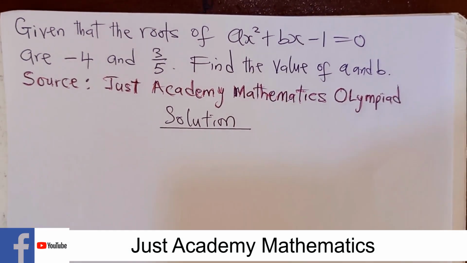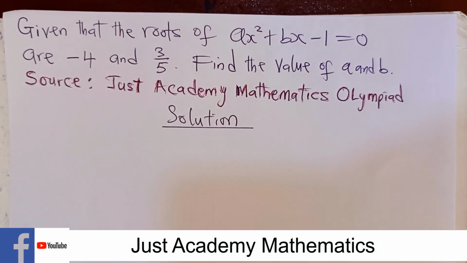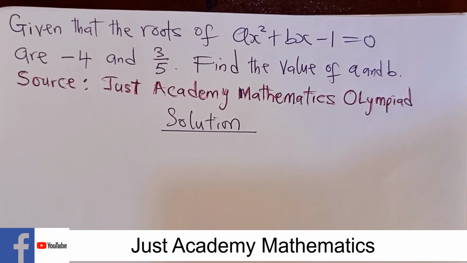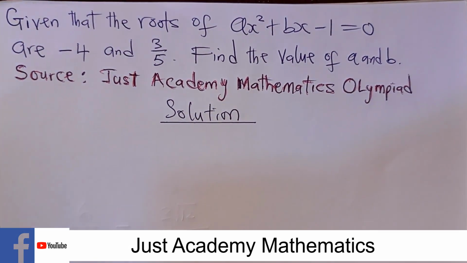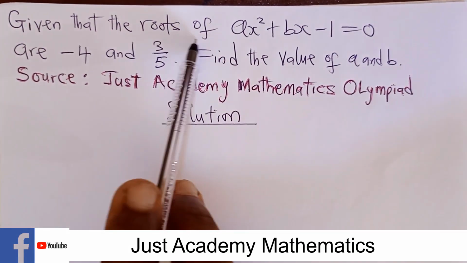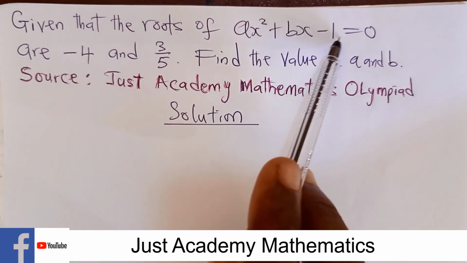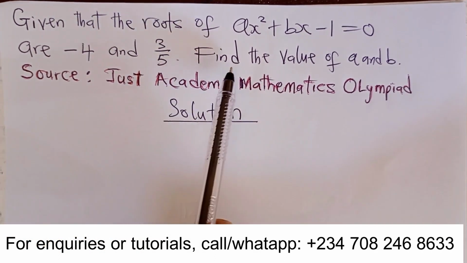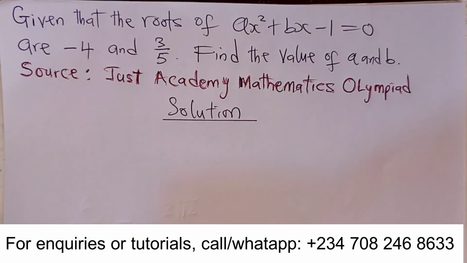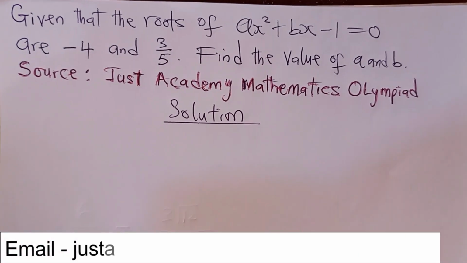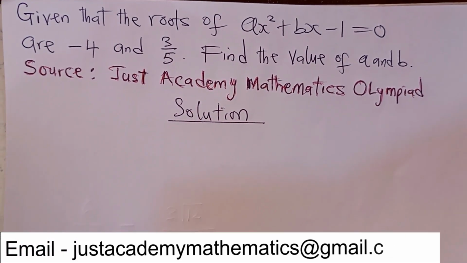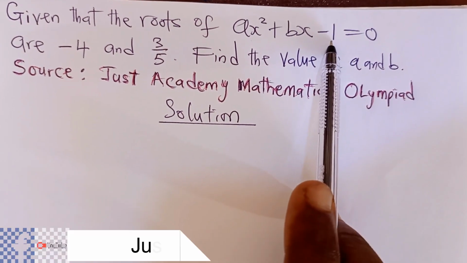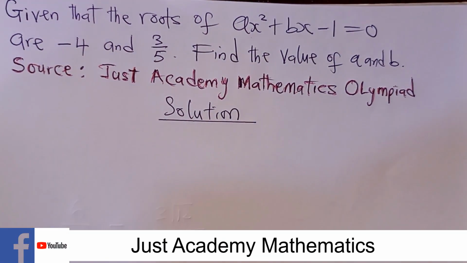Today we have a quadratic equation question dealing with roots of quadratic equation. We are saying that given that the roots of ax squared plus bx minus 1 equals 0 are minus 4 and 3 over 5, find the value of a and b. Now this question is a bit technical and tricky in the sense that in this equation, the constant is minus 1, not c. But I will tell you how we are going to go about it.